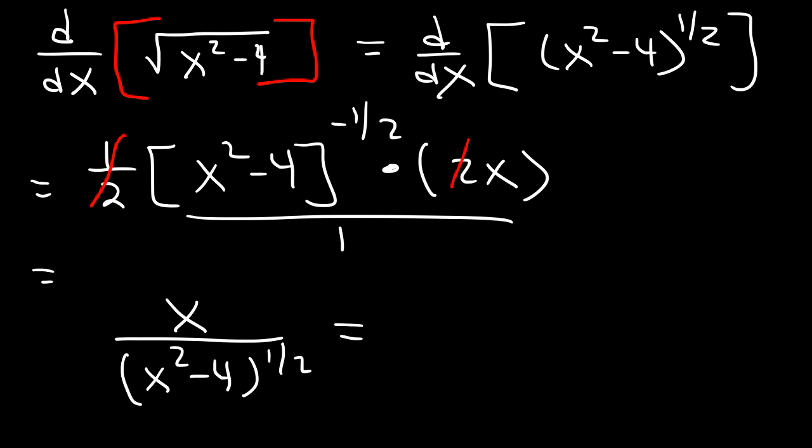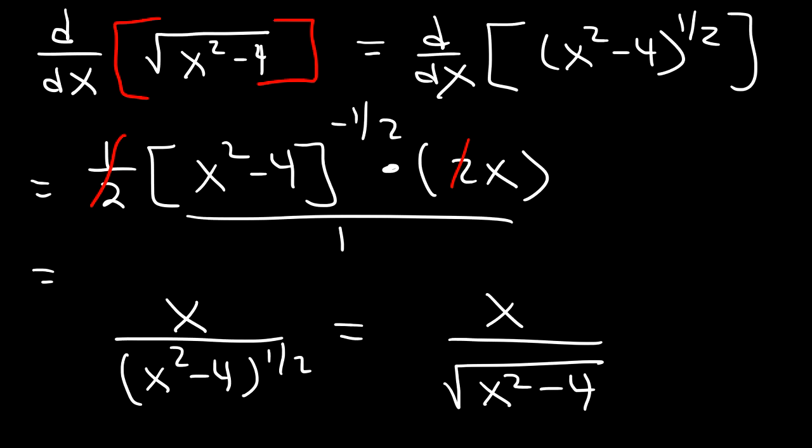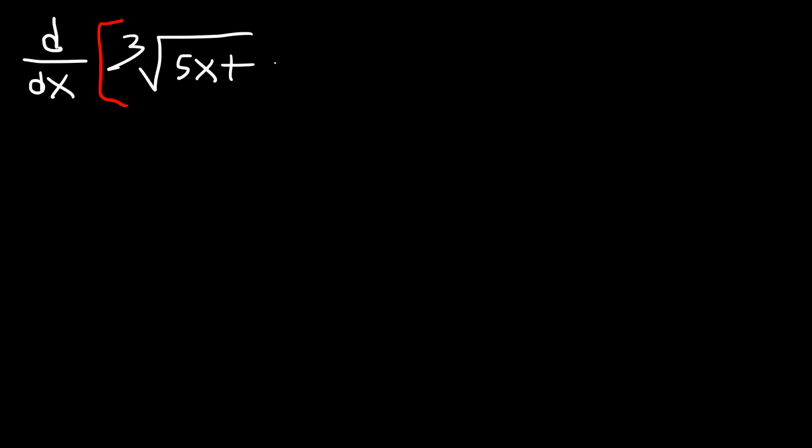Now, the last thing we need to do is convert the rational exponent into its radical form. So the final answer is x divided by the square root of x squared minus 4. And so that's the solution. Let's work on another example. Let's determine the derivative of the cube root of 5x plus 2.